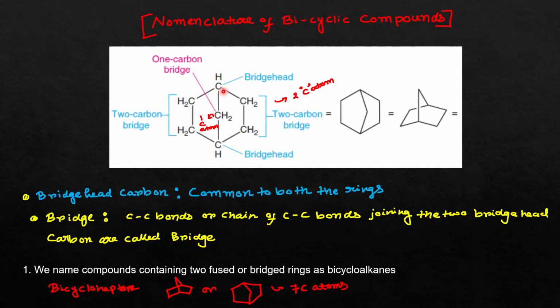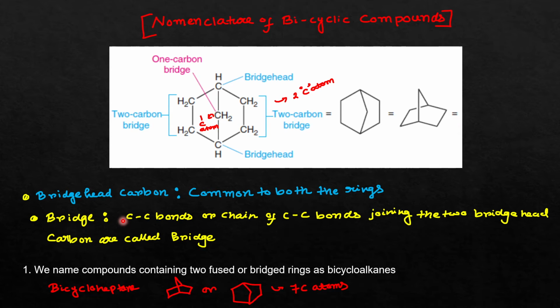Okay, now the second terminology is called bridge. So you can see that the C-C bonds or chain of carbon bonds joining these 2 bridgehead carbons are called a bridge. These are 2 bridgehead carbon atoms, and whatever carbon chain joins these 2 bridgehead carbons is called the bridge. So you can see that this is one bridge.